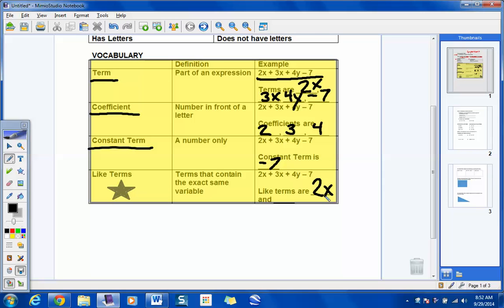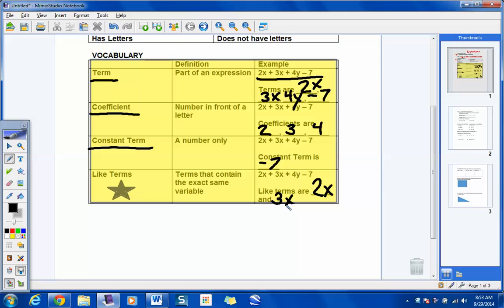Okay. So guys, if I give you expressions, can you identify what a term is, first of all? Can you identify what coefficients are using this menu? How about constant terms? You understand that part? Yep. And then finally, like terms. You understand what a like term is? Mm-hmm.